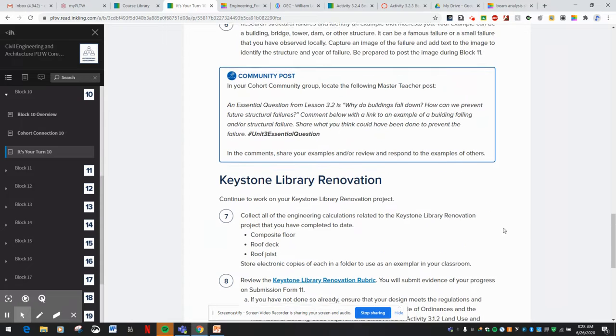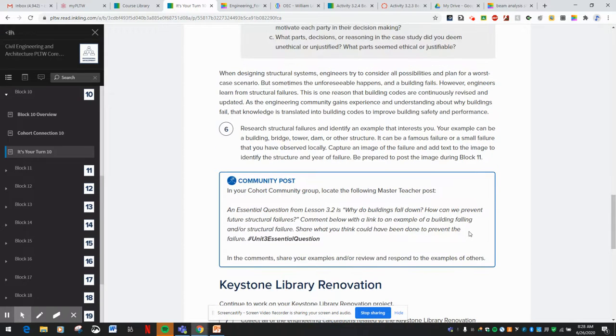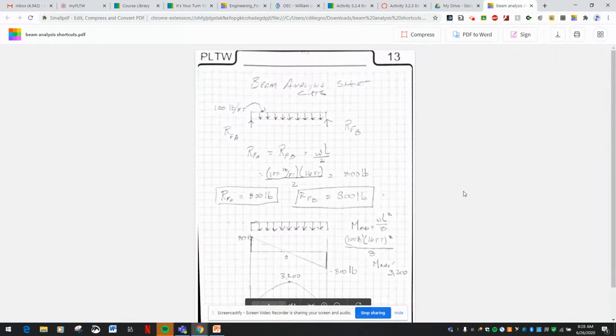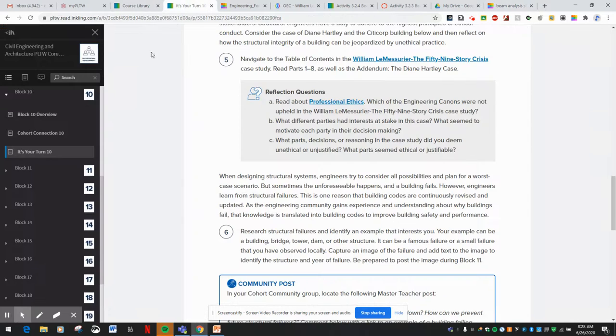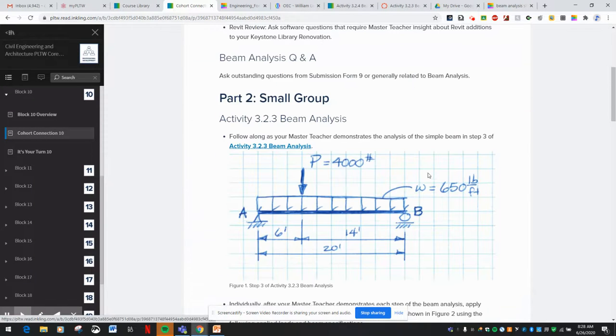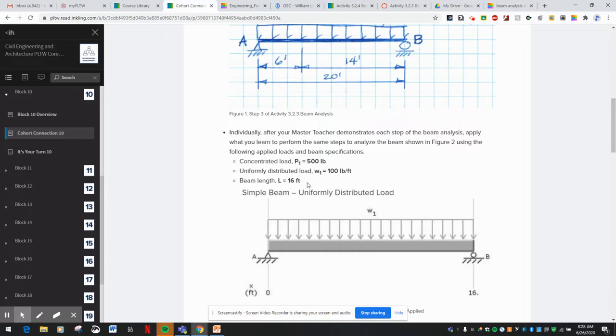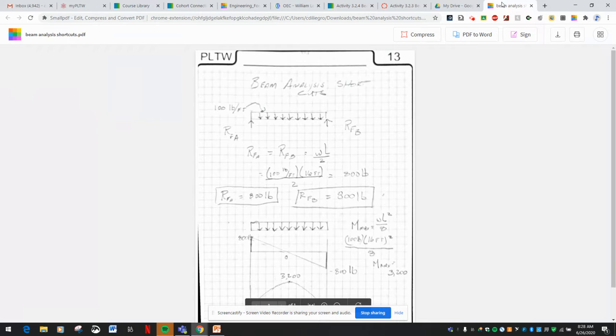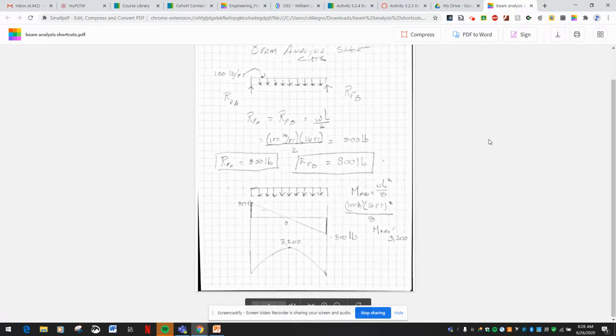Okay, so I'm going to show you real quick an example of beam analysis shortcuts that I did using this problem. The concentrated load would be 500. The uniformly distributed load is 100. You're going to see how much easier it is to do it this way. So here it is, beam analysis shortcut example.